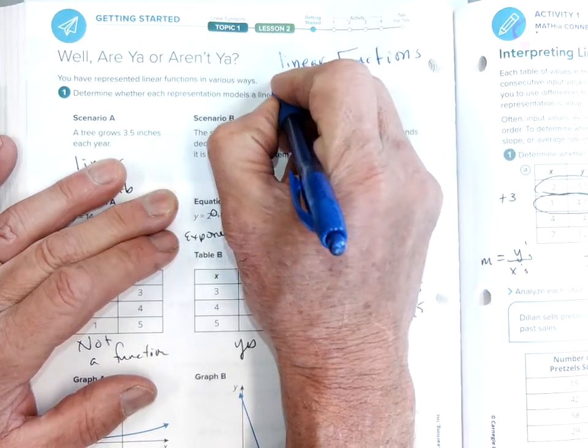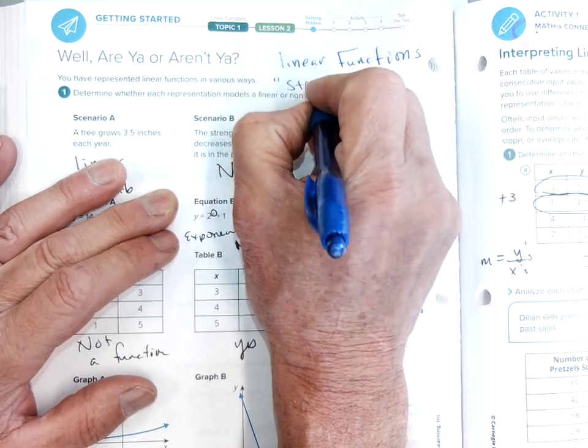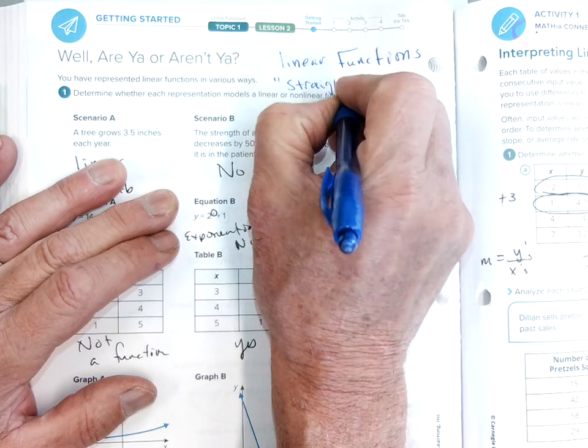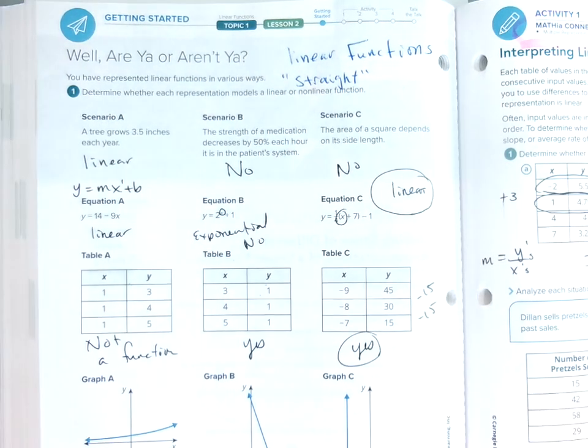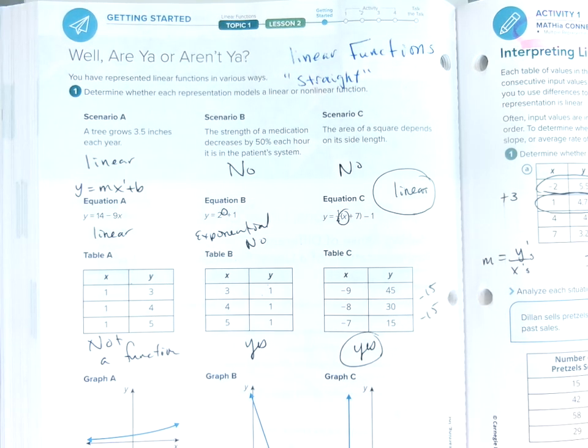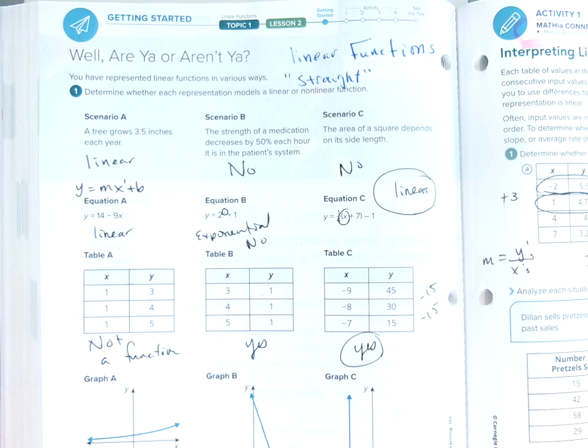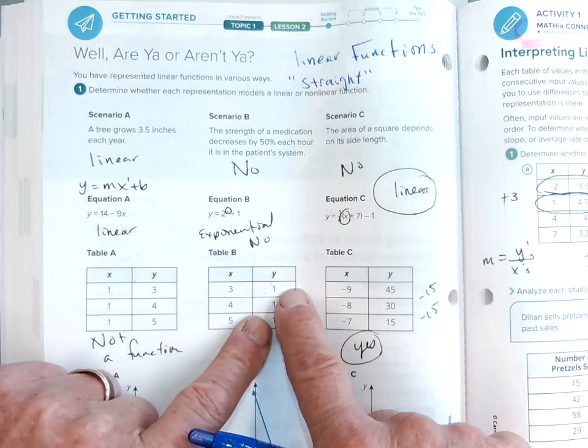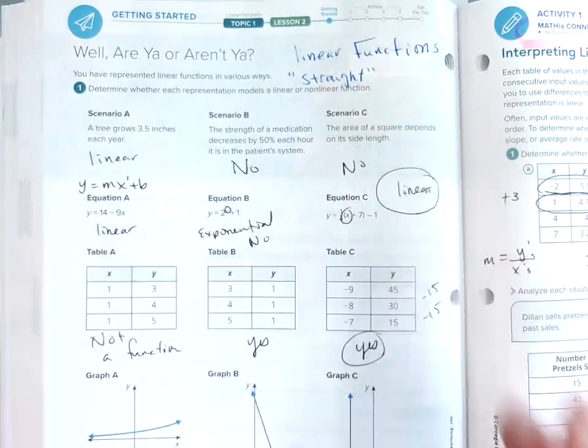We know if it's linear, it's straight. And if it's straight, the slope will always stay the same. You're going to go up something again, up something again. So you're always going to go up the same amount, up the same amount, up the same amount. That's what makes it linear.